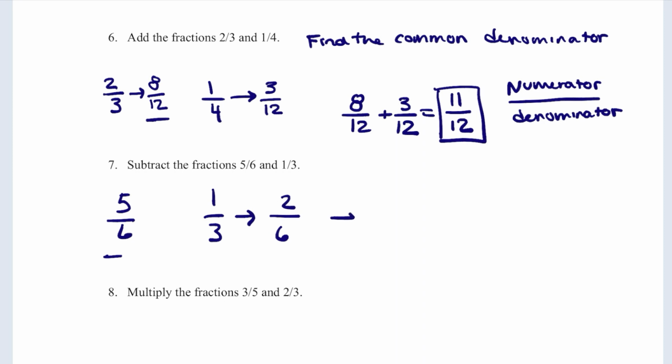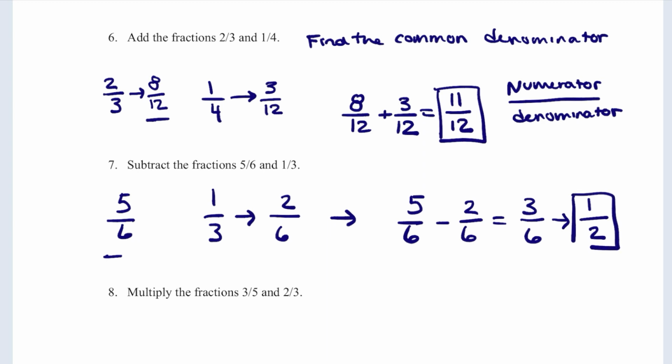So now we're going to take our 5/6 and we're going to subtract 2/6. And what we do is we keep the same denominator, so that's going to be 6. 5 minus 2 is 3. And this can be further reduced down because 3 goes into 3 once, 3 goes into 6 twice. So our answer is 1/2.